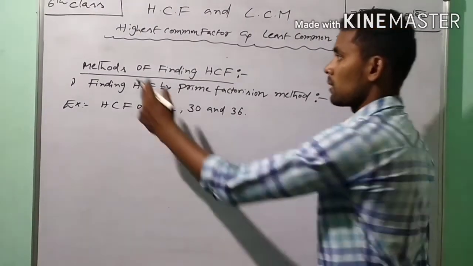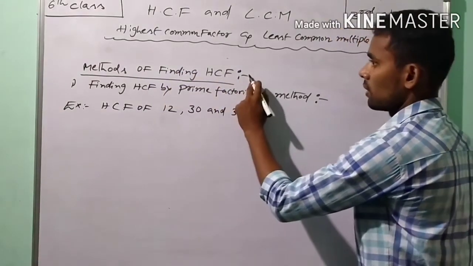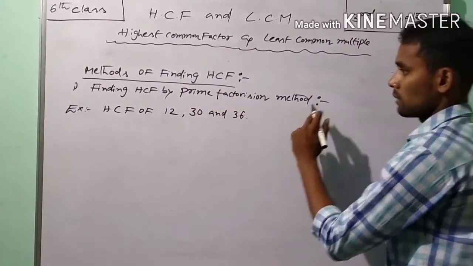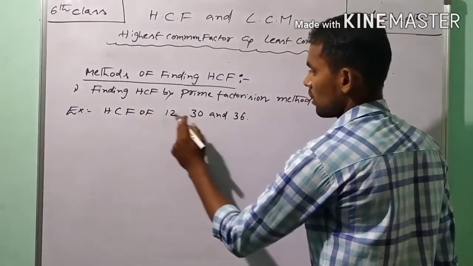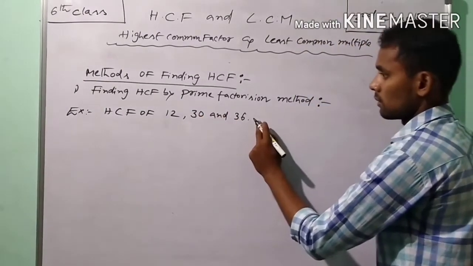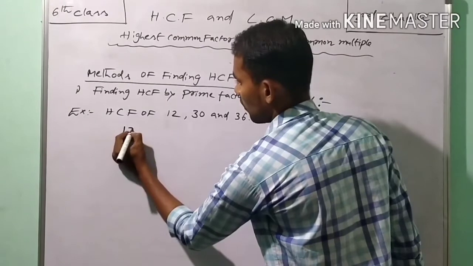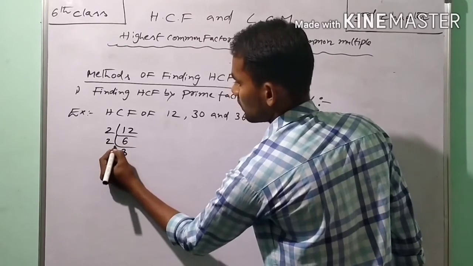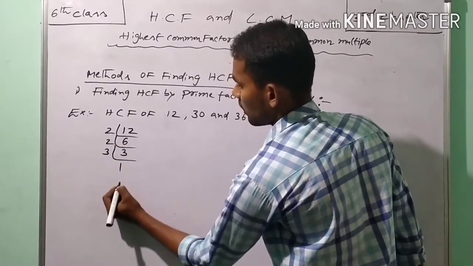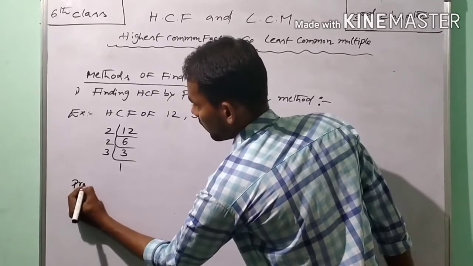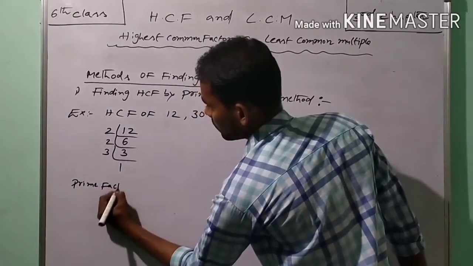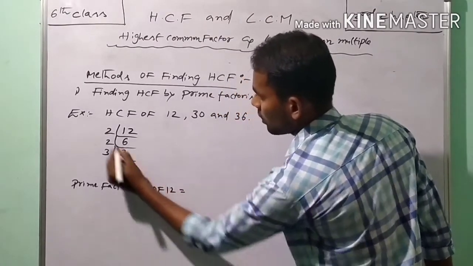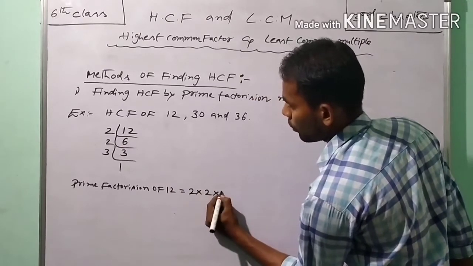Next, methods of finding HCF. First method is finding HCF by prime factorization method. Example, HCF of 12, 30 and 36. Prime factorization of 12: 2 sixes are 12, 2 threes are 6, 3 ones are 3. Prime factorization of 12 equals 2 into 2 into 3.